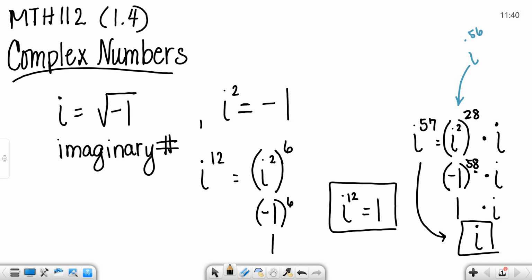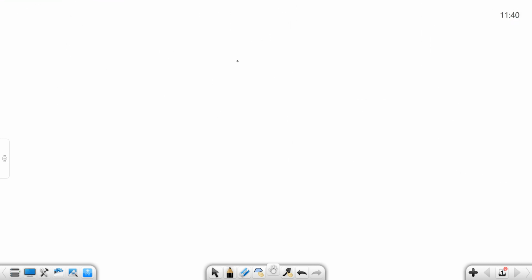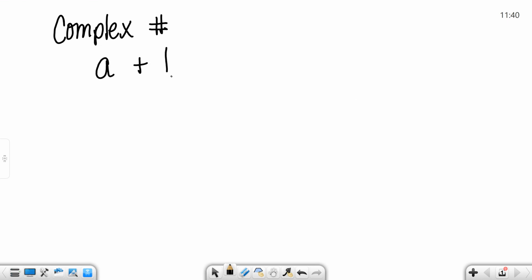So i to the 57th is i. Now my answer is always going to be 1, -1, i, or -i, and this is how you would decide which one. It's just going to take some practice. Okay, so that's imaginary numbers. I told you that we were going to do complex numbers. A complex number is in this form, a plus bi. a is considered our real part of our number, because there is no imaginary there. And b is considered our imaginary part.